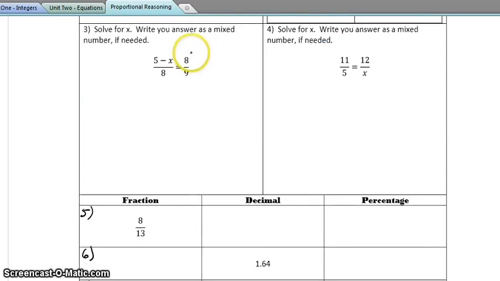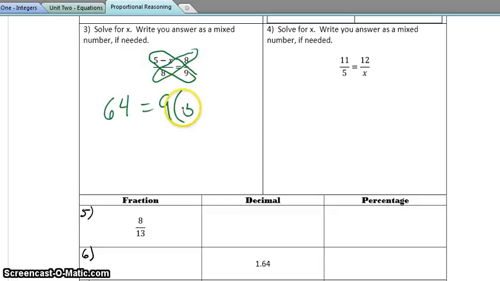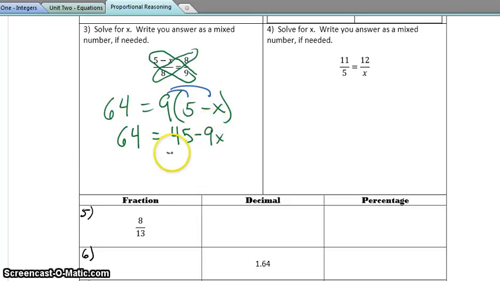Solve for x. The key here is everyone knows that 8 times 8 is 64, but they might forget to use that little thing called the distributive property. Let's change a different color here to show that, and then go back. 64 equals 9 times 5 is 45 minus 9x, and we just solve. In this situation, that's not a negative. That's a positive, Mr. Sowers. You're right.